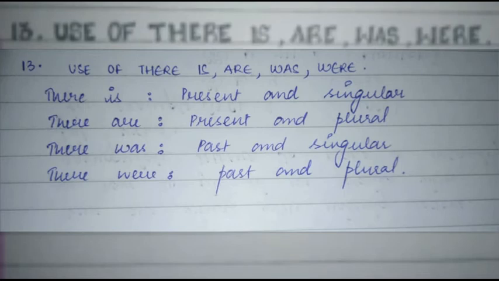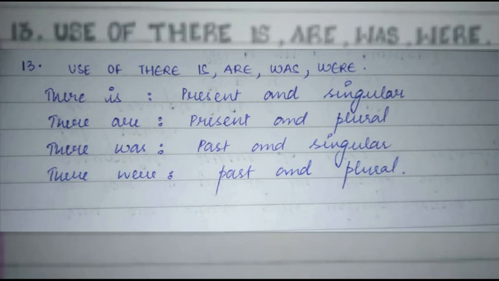We use it when the sentence is of present tense and when the object is singular. For example, there is a dog in the garden. Because the dog is in the garden right now, it is present tense, and because dog is just one, it is singular, so we use there is. Now let's talk about there are. There are is used in case of present tense and plural.